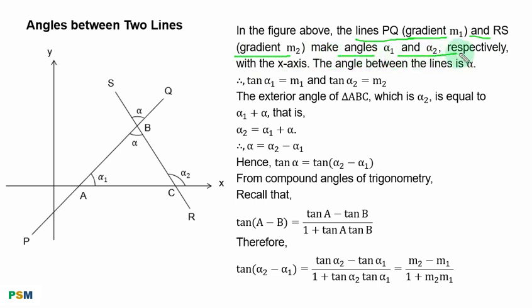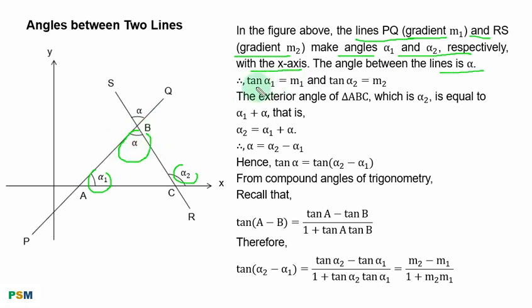and alpha 2 respectively with the x-axis. Line PQ made angle alpha 1 with the positive x-axis, line RS alpha 2 with the same x-axis. The angle between the lines PQ and RS is alpha.